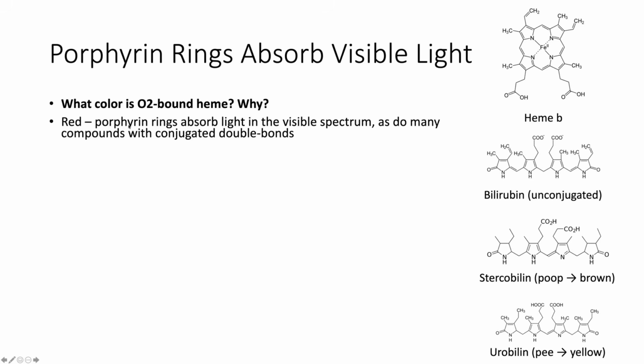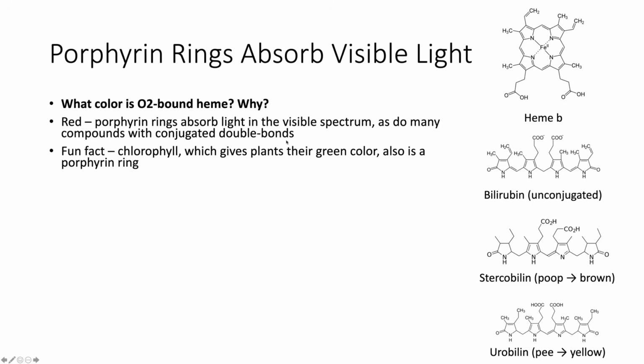It's hard to be put on the spot. This is good practice because oftentimes the questions are easier than you think. So porphyrin rings absorb visible light, and so do basically many things with conjugated double bonds. Fun fact, chlorophyll, which gives plants their green color, also is a porphyrin ring, which makes sense because porphyrin rings have a lot of conjugated double bonds. The conjugated double bond structure basically allows it to absorb light in the visible spectrum, oftentimes. So most things like dyes have a lot of conjugated double bonds, just in general, if you're interested.